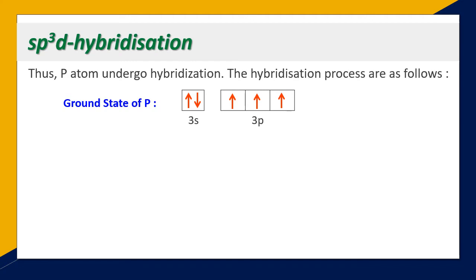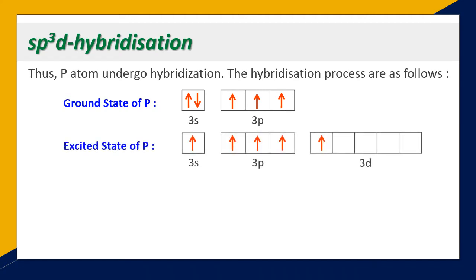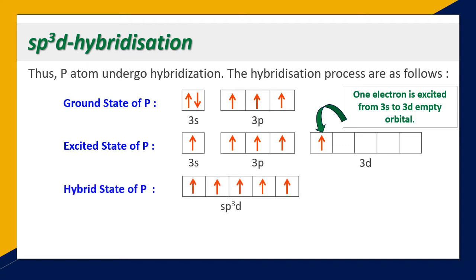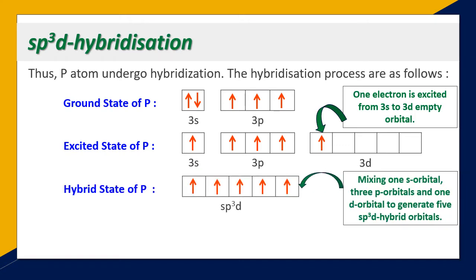At ground state, the phosphorus atom has 5 valence electrons. In order to produce 5 unpaired electrons, 1 electron is excited from the 3s to the 3d empty orbital. Mixing one s orbital, 3 p orbitals, and one d orbital will generate 5 sp³d hybrid orbitals. Therefore, the hybridization of phosphorus in the PCl5 molecule is sp³d hybridization.